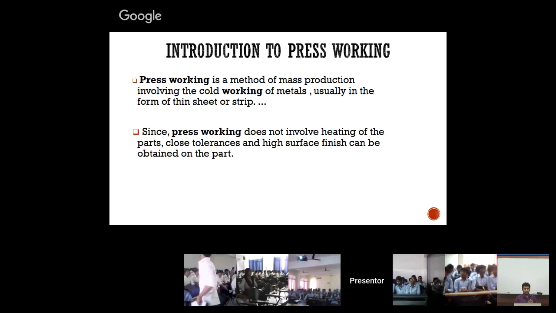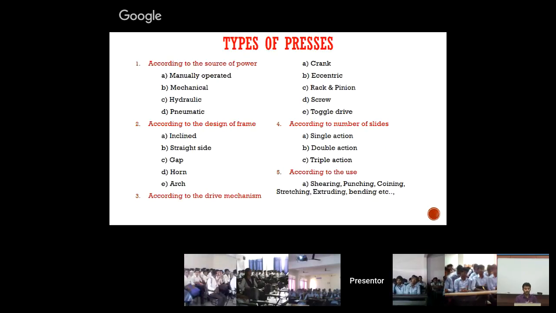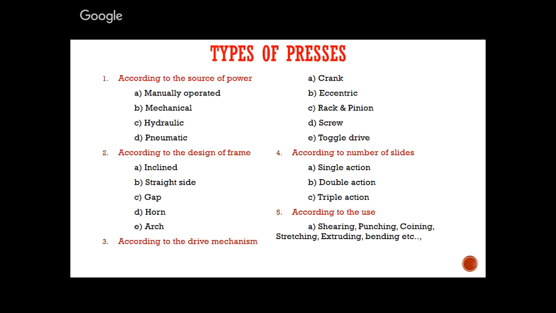Here in press working, we have some classification, that is according to the source of power. Majorly, the sources of power available for doing press work are electrical power and mechanical power, which we can get by converting fuel energy into mechanical energy, or by converting electrical motor power into mechanical shaft work.